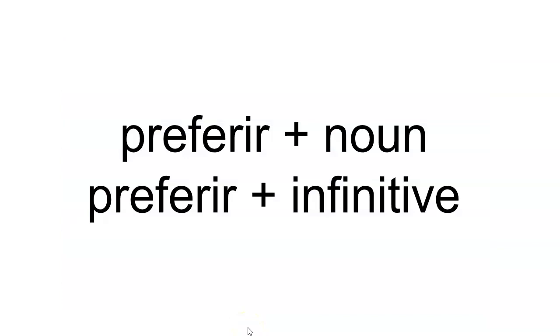Okay, the verb preferir can be used with a noun, or it can also be used with an infinitive. So you conjugate the verb, and you could say that you prefer something. That would be preferir plus a noun. Or you could say that you prefer to do something. So the preferir has to be conjugated, and then you just use an infinitive.